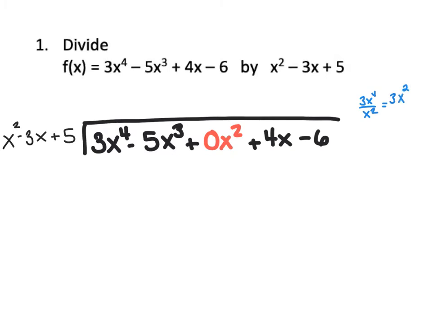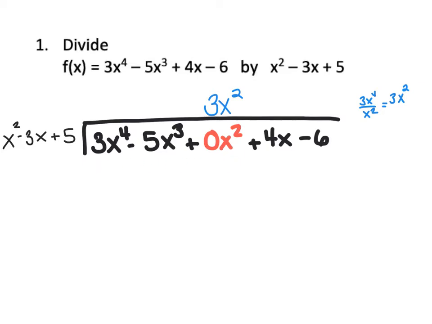It would go in 3x squared times. So I'm going to take this 3x squared and put it above the term that it matches in this trinomial. Okay, these degrees line up. Now what I'm going to do is take this 3x squared here and multiply it by this trinomial. So I'm going to make 3 multiplications, and I'm going to write that directly beneath this.